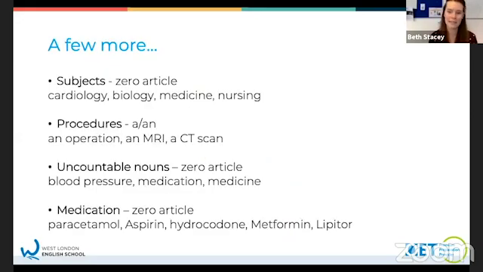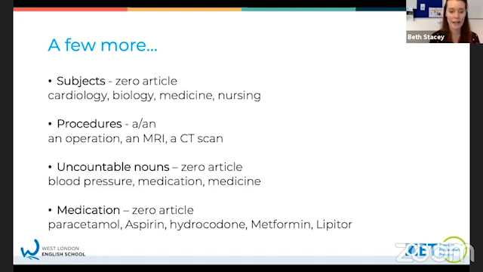And a few more specifically related, hopefully for you and for OET, with subjects like cardiology, biology, medicine, nursing, we don't use a, an, or the. With procedures and tests, we use a or an. So an operation, an MRI, a CT scan, an X-ray. They all need a or an. For example, you might say, an X-ray was carried out. Make sure it's an X-ray.